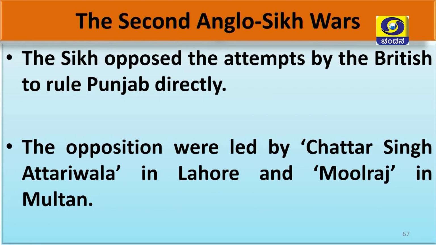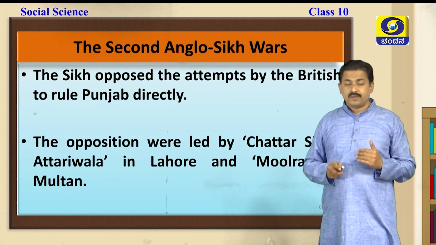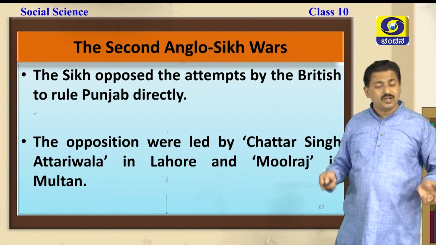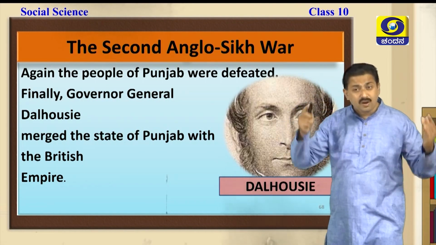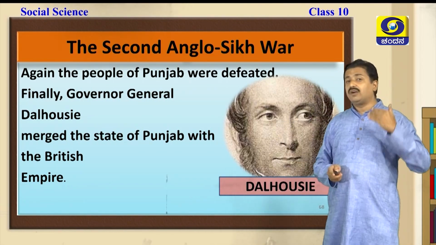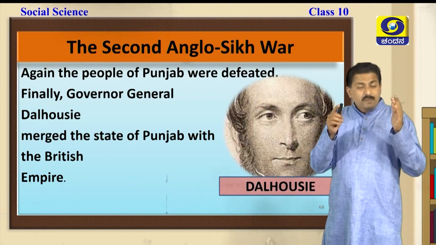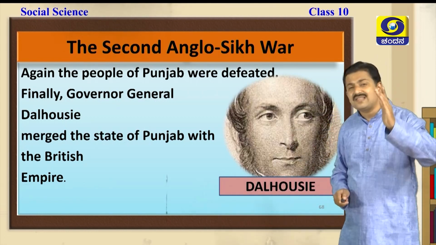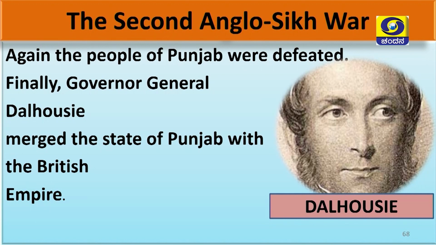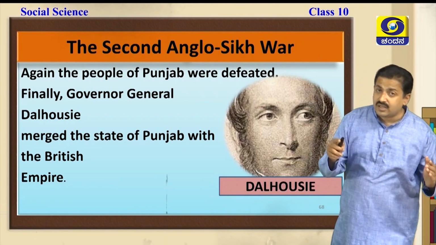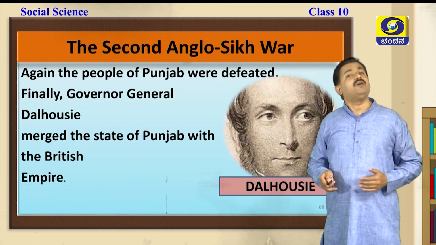The subordinates of the Sikh Kingdom, by name Chattar Singh Atariwala in Lahore and Mulraj of Multan, rebelled against the British. This is called the Second Anglo-Sikh War. But you know very well, the British were all powerful. Dalhousie led the British army and completely suppressed the subordinates of the Sikh Kingdom. The people of Punjab were again defeated in the Second Anglo-Sikh War. Finally, Governor General Dalhousie merged the entire Sikh Kingdom with the British Empire. With this, the Sikh Kingdom completely came under the control of the British.